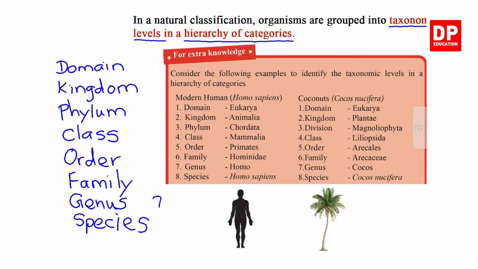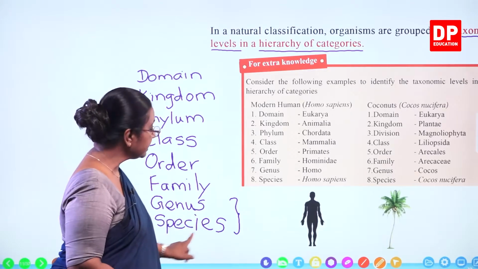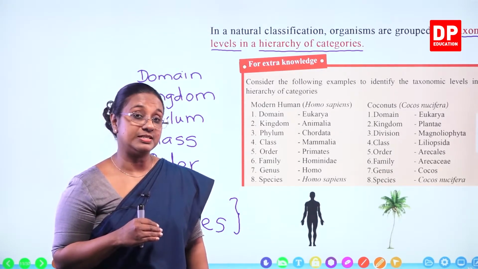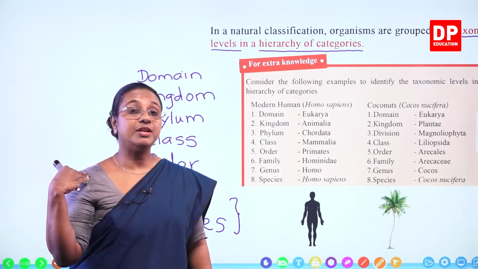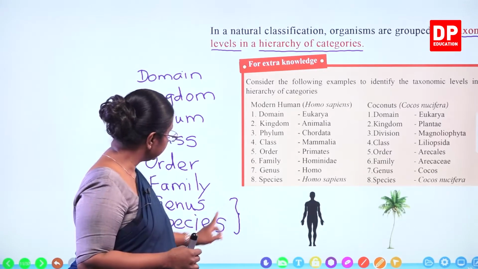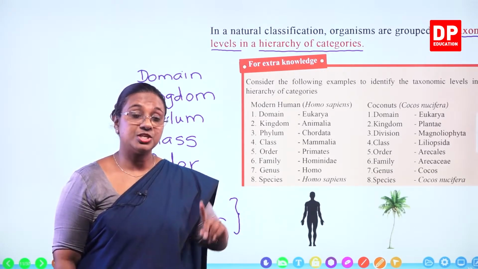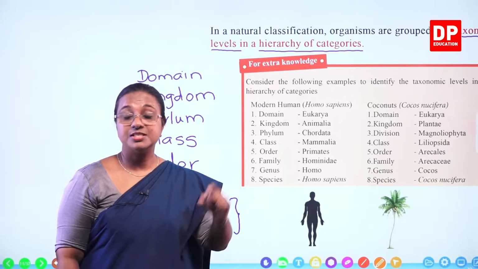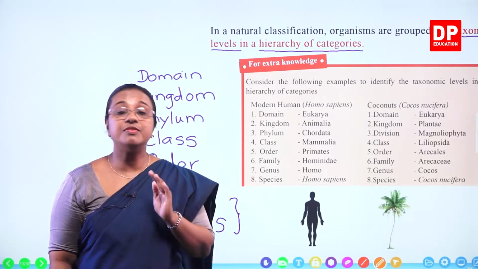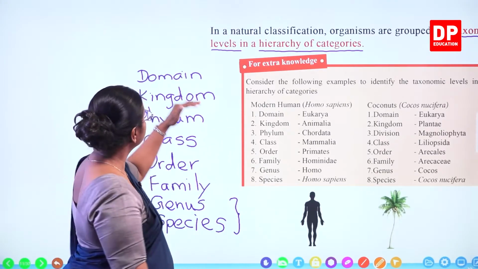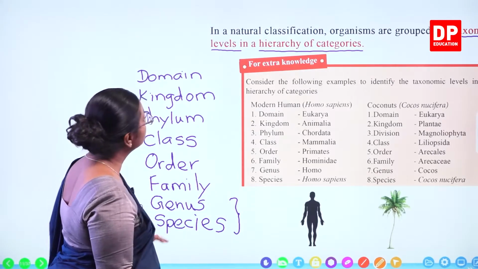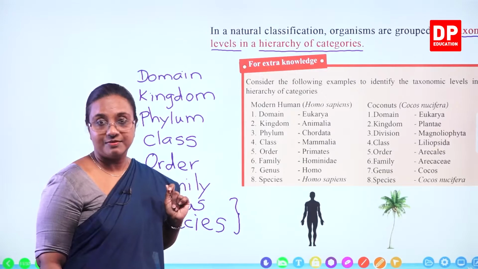So when you come to this level where you have the genus and species, you can directly point at certain organisms. For example, if you take humans, we say Homo sapiens. Homo is the genus, sapiens is the species. So using the genus and species, we identify each and every species of organisms. So that is the hierarchy of categories, and each one is known as a taxonomic level.